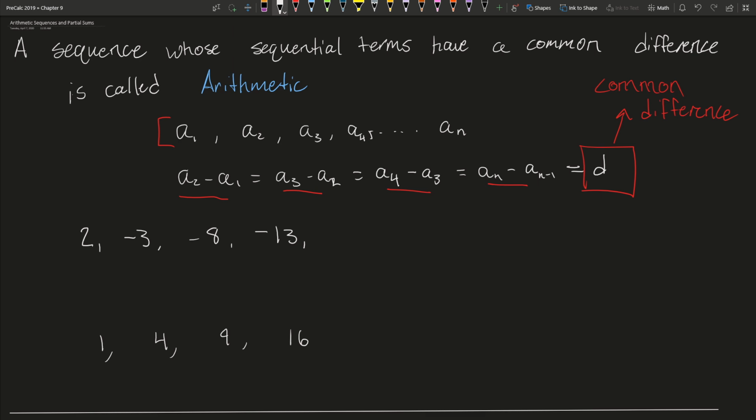Okay, so this is what was supposed to be written down. All right, so 2, -3, -8, -13. We want to just determine if that's an arithmetic sequence. Okay, in order to do that, we just take the difference of each two terms. All right, so -3 minus 2, that's -5. Negative 8 minus a negative 3, that's also negative 5. Negative 13 minus a negative 8, that's also negative 5. Okay, so because this is constant, we know that it's an arithmetic sequence where this negative 5 is called the common difference.